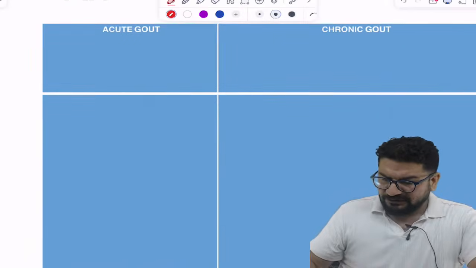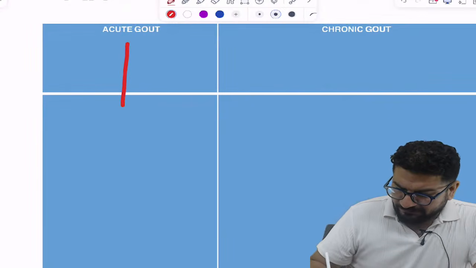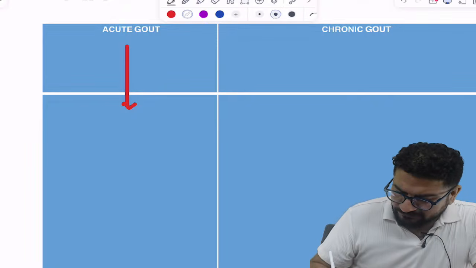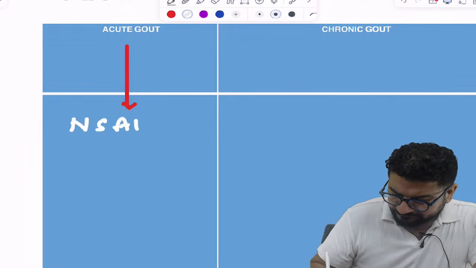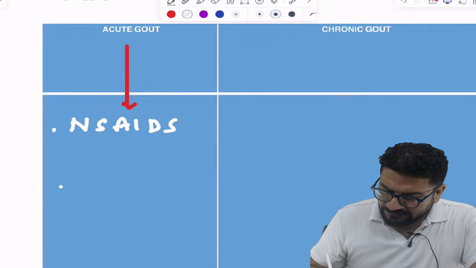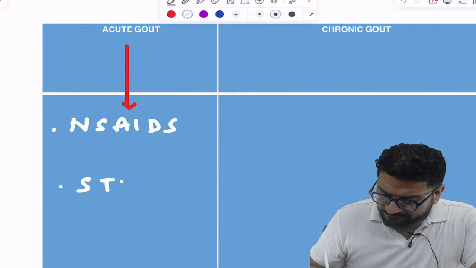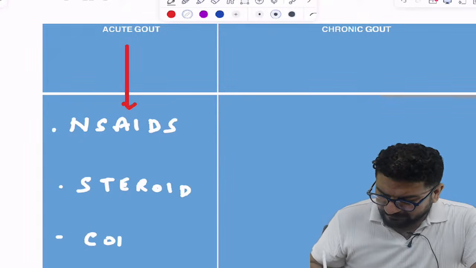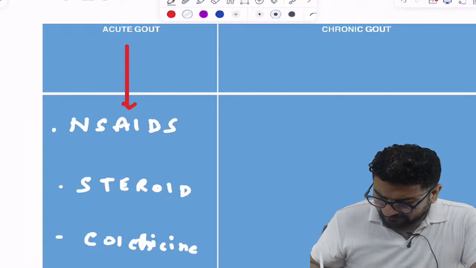Okay, now coming to acute gout and chronic gout, how we manage. In acute gout we have three options. First option, we can use NSAIDs. Second option, we can use steroid. And third option, we can use a drug called colchicine.